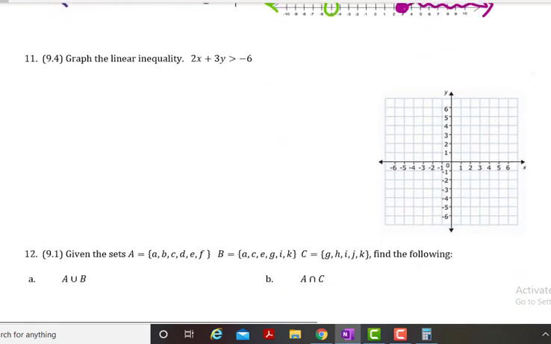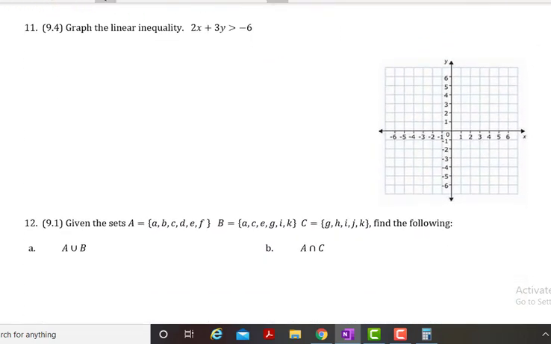Number 11. Graph the linear inequality 2x plus 3y is greater than -6. Remember, the graph is the answer to this inequality.